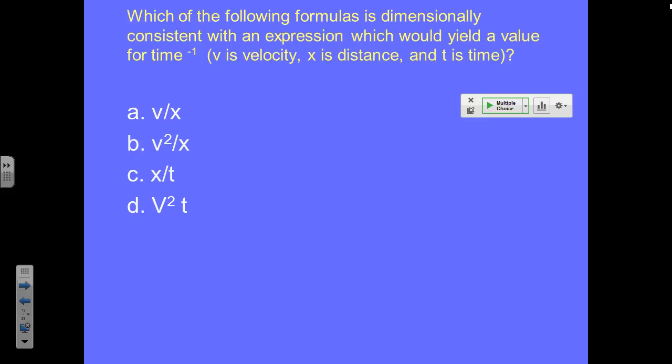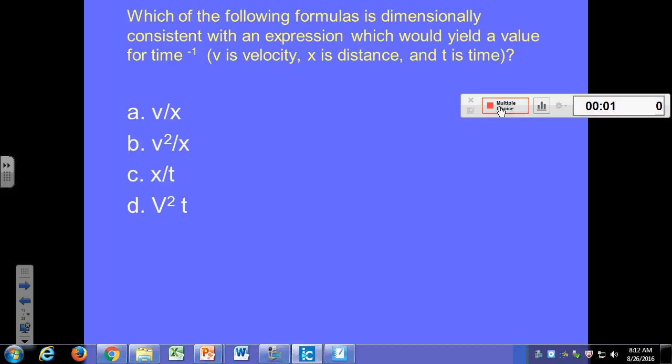All right, which of these is consistent with a value for time to the -1? Which of these have units that are consistent with 1 over time? So put in your units for each of these. V is velocity, that's meters per second, remember? X is distance or position, that's meters. And T is time, that's seconds. We need to go through each one, putting in the units for each variable, simplifying it, and find the one that is consistent with 1 over time, or time to the -1.